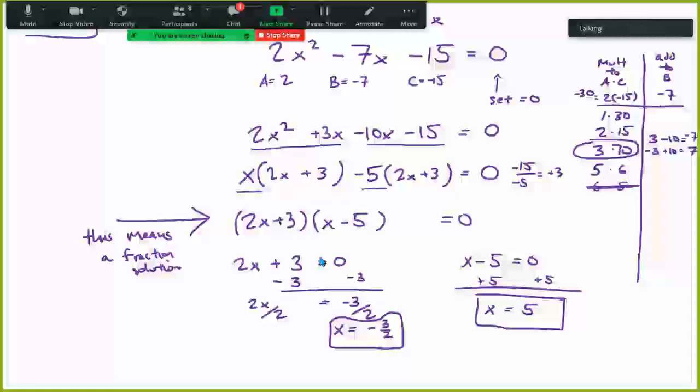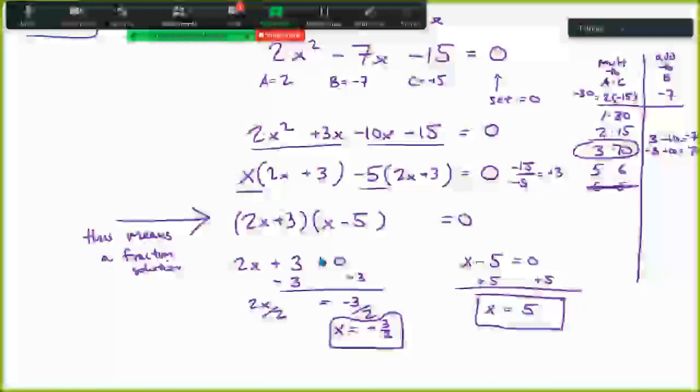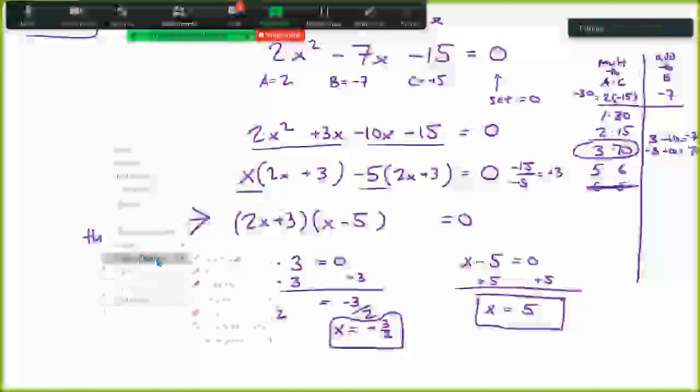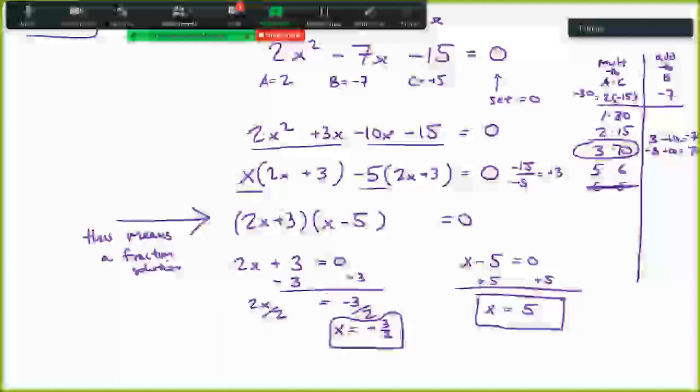Wait, so for the 2x plus 3 equals 0, and then you subtracted the 3. Yes. Wait, where did you get the 2x over 2? Good question. Right here, let me see. Where did this come from?